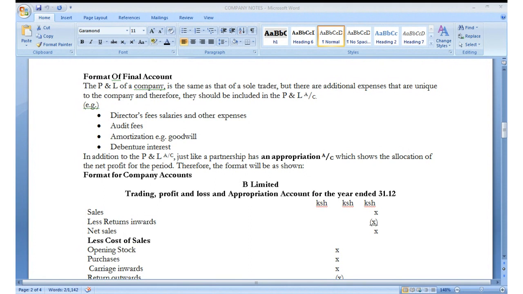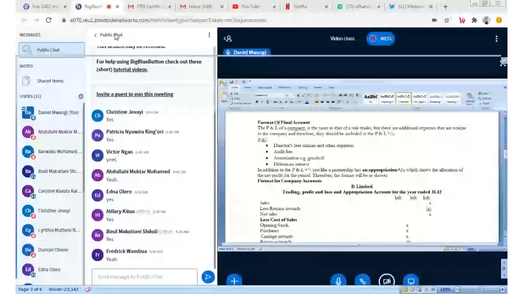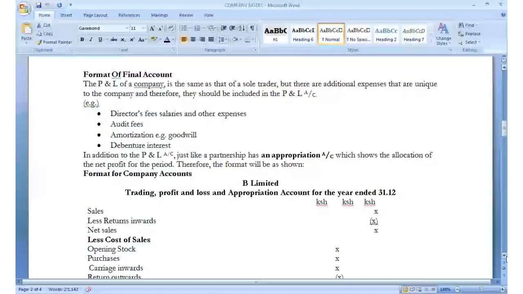So in short, our title should read trading, profit and loss, and then appropriation account. We are adding another section we are referring to as appropriation account. So the first section up to the net profit is the same. It is similar to what we already know. As you are going to see, we are only adding a very small section we are referring to as appropriation account. So let's see, as you can see the format, the name of the business must be there.